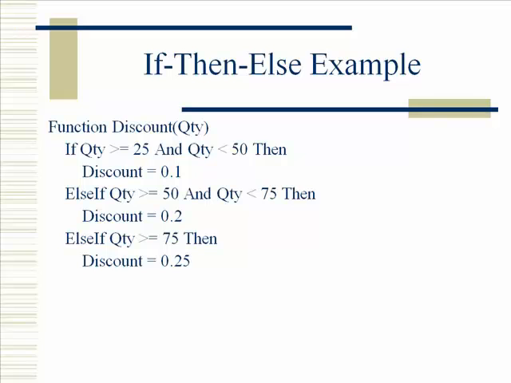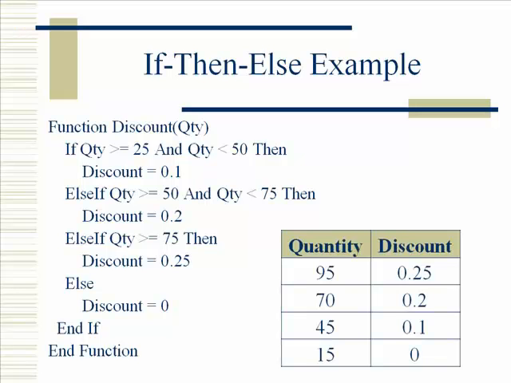Now I didn't account for anything less than 25, which is where my discount drops to 0. So I can do that with simply using the else command, and I get a discount of 0. Finally end with my end if statement, and I can do my end function. Now this is not the only way to do this particular function. I'll show you another example in a second, but if I had done it this way, and I'd run that function on sets of data shown in the spreadsheet here, these are the results that I would get.